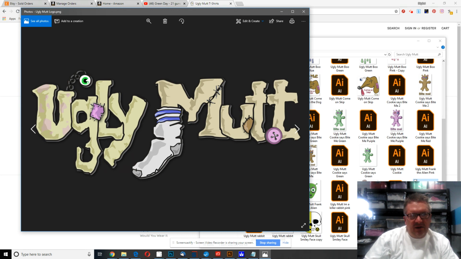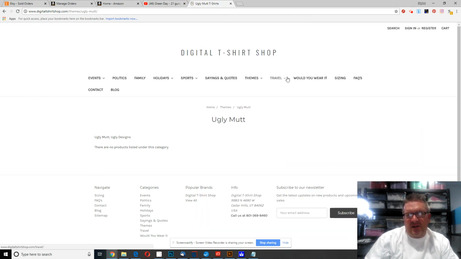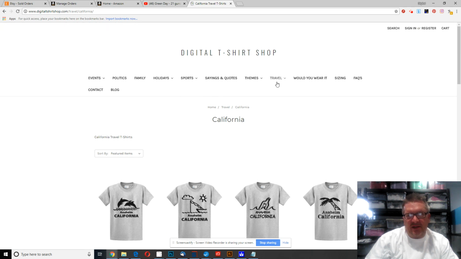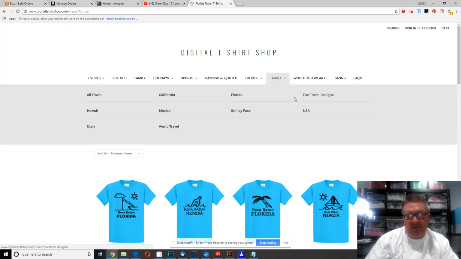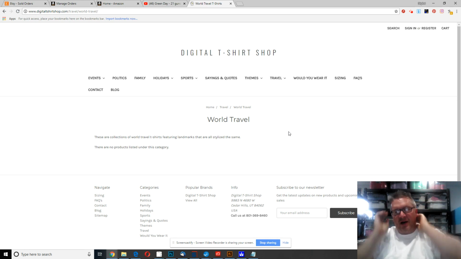So Ugly Mutt designs. I have all those in there, and then my travel designs, and this is where I have most of my stuff, is travel. I've got a lot of California designs. I've got a lot of Florida designs, Hawaii, Mexico, some Utah, some world travel designs. I've got a bunch of these I still need to put on as well. I'm just kind of piecemealing them as I get to them, a little here, a little there. Like I think I said in a previous video, I'm up to a few thousand.